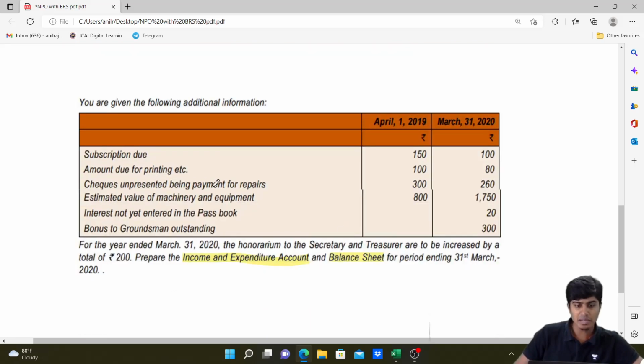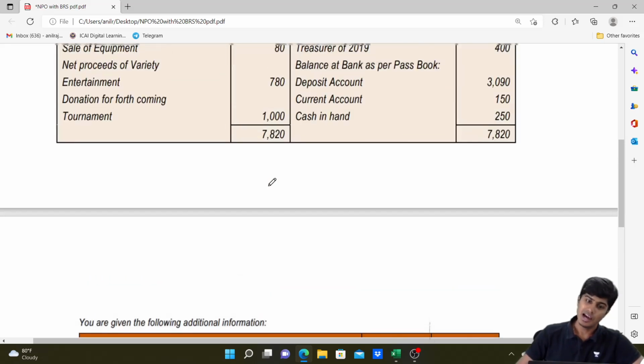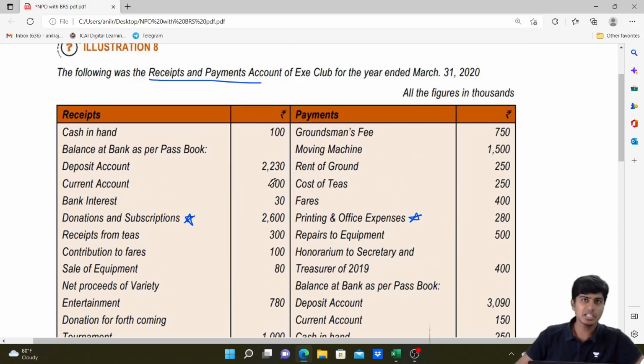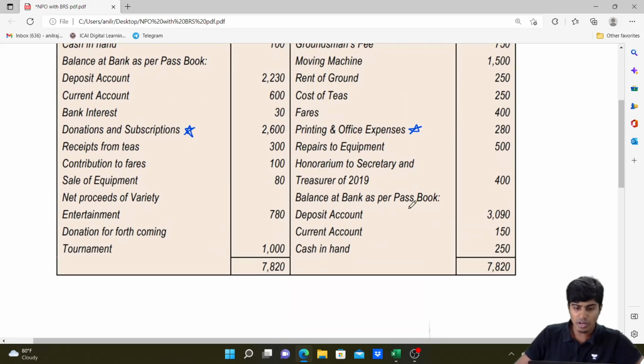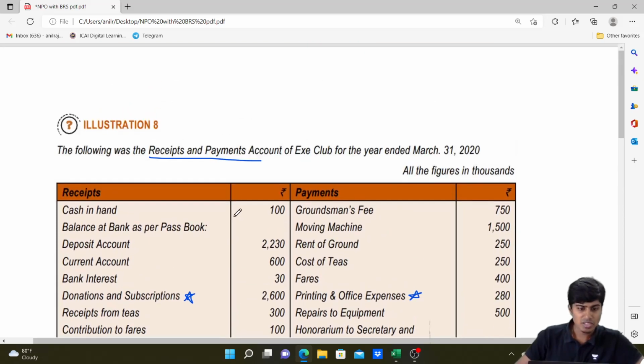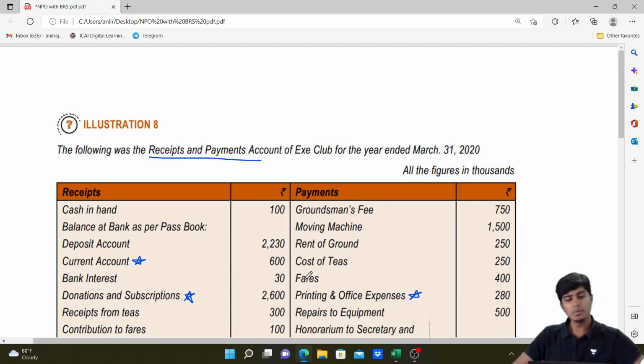Then we have cheques unpresented, being payment for repairs. This would not affect our repair expenditure, but we'd have to be adjusting our current account here in the passbook as well as current account here. That is the passbook balance, both opening and closing. We'll be adjusting both of these opening and closing passbook balances. Got it?